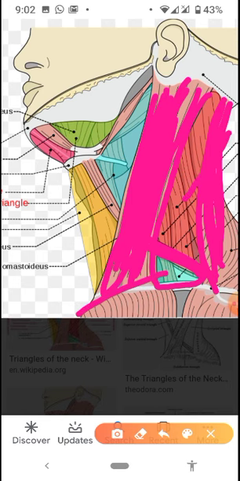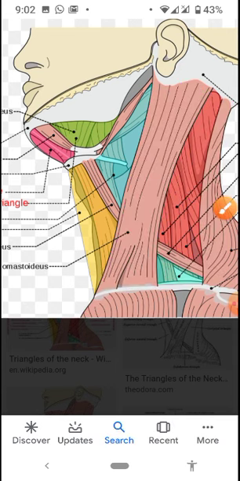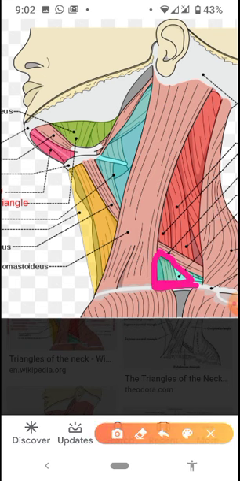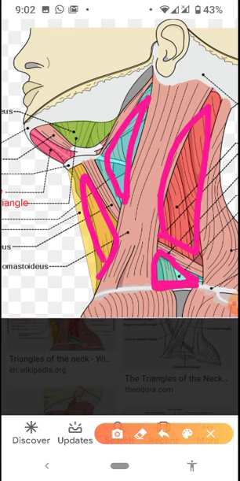Basically, you can say this upper portion is the occipital triangle. This is below the occiput, so that's why it is called the occipital triangle. This one below is the supraclavicular triangle, which is above the clavicle. Supraclavicular, then the muscular triangle, the carotid triangle, the submental triangle, and the submandibular or digastric triangle.